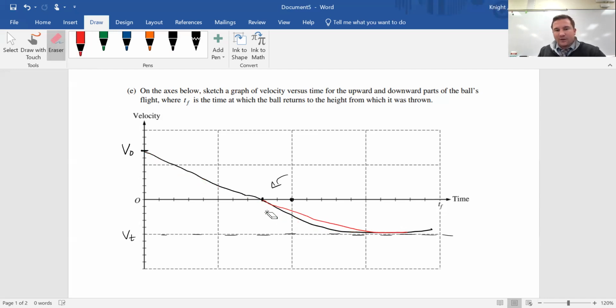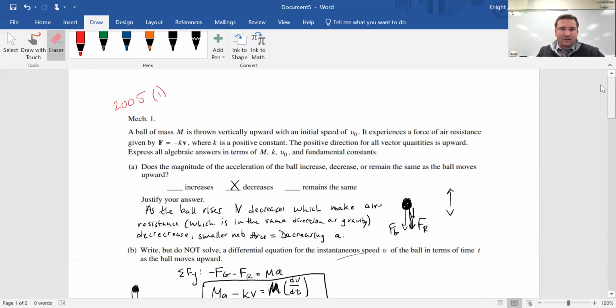But yeah, so we have this situation where we asymptote at the terminal velocity, and then we end up back in the hand at TF. So there we have our graph there. And that's it. All right, there's problem number 1.